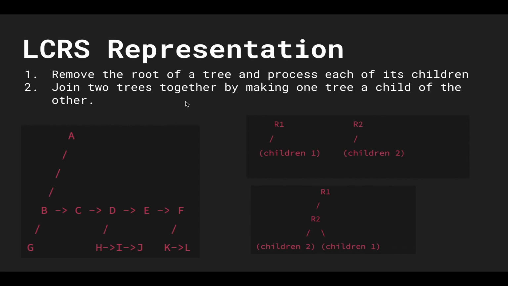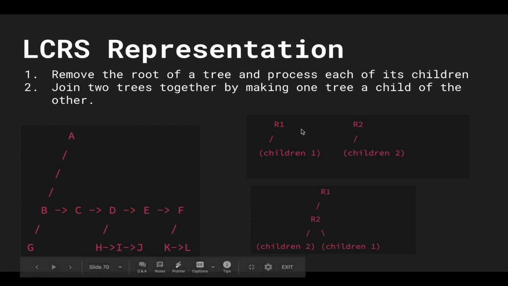The second common operation that we talked about in the previous slide was joining two trees together. Joining two trees together, of course, is found in the union operation, and to be exact, the consolidation step, the second step of the union operation. So here we have two binomial trees, R1, R2, and you can think of these as just children 1, children 2, and it's very simple.